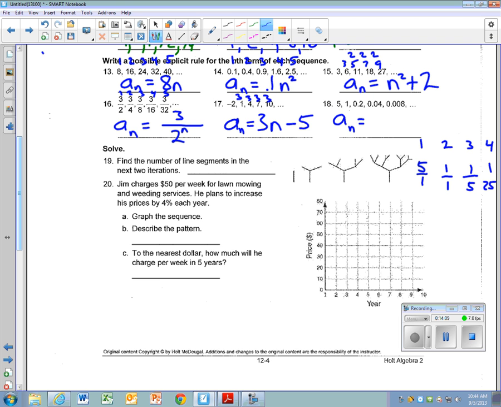So we're multiplying by 1/5 every time, aren't we? So that's going to be, well, we had to play with it a little bit. So watch what happens here. What's 1/5 to the 0 power, or to the first power? 1/5 times 5 is 1. Does that give us 5? No, it doesn't.